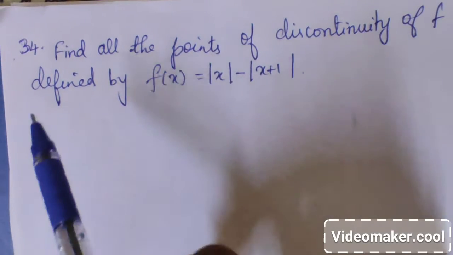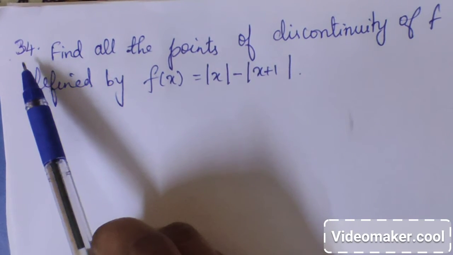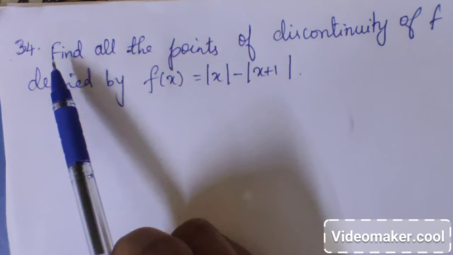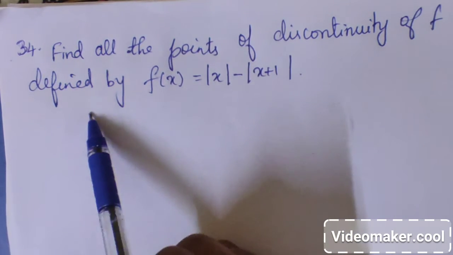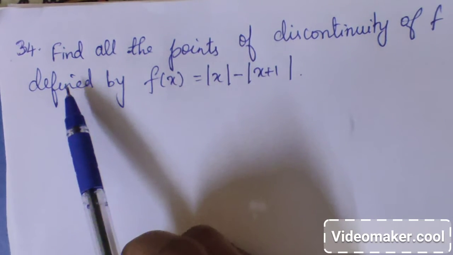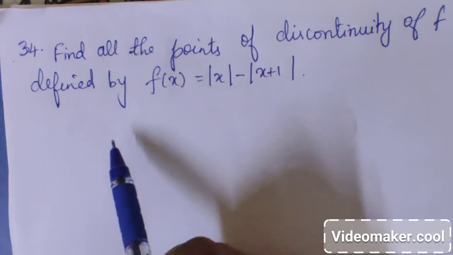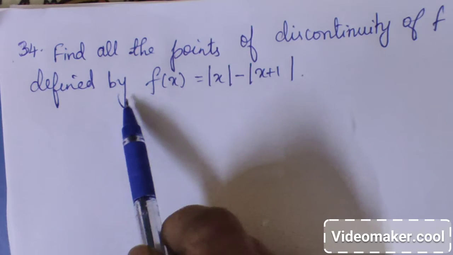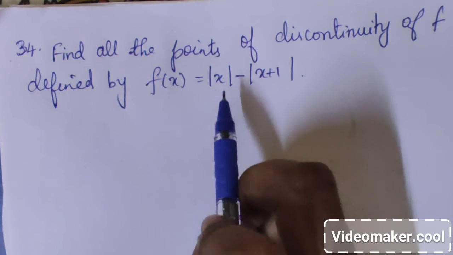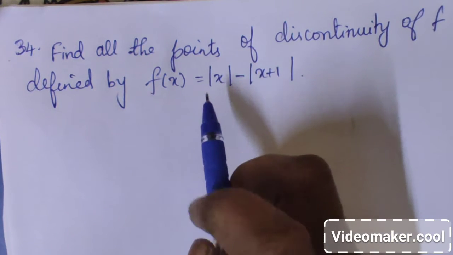Vanakkam one and all. We will discuss problem number 34 of exercise 5.1. Here they are asking us to find all the points of discontinuity of f, where f is defined as mod x minus mod x plus 1.